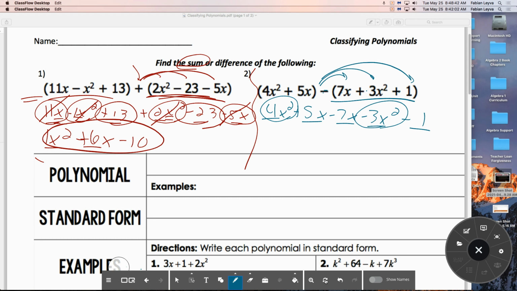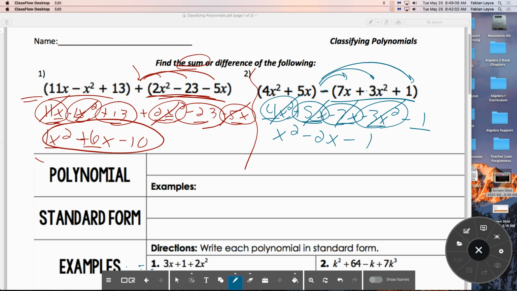Like, for instance, the x squareds. You have a 4x squared plus a negative 3x squared. If you were to combine those, you'd end up with a positive 1x squared. Notice you have a positive 5x minus a 7x. Those are the next like terms that stood out to me. 5x minus 7x is a negative 2x. And notice your negative 1 has nothing to combine with, but it's still going to be following along.